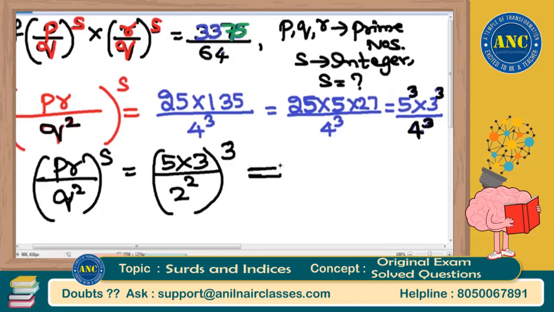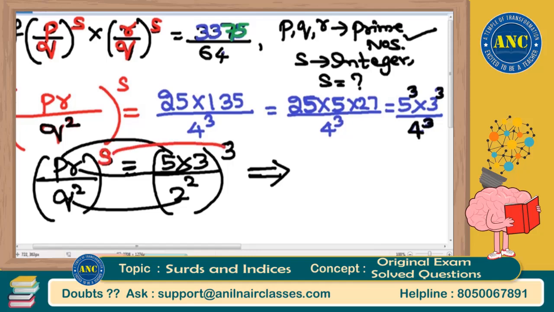Compare it. When you compare, P value is 5, R value is 3, Q value is 2. Check it out, 5, 3 and 2. They all are prime numbers. Yes, they are prime numbers. And S value is how much? S value should be equal to 3. The answer for this question is S equals 3. And S should be an integer. Yes, it is an integer. It is not a fraction or a decimal value.